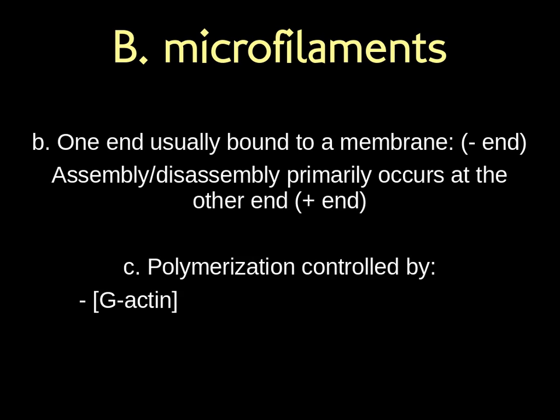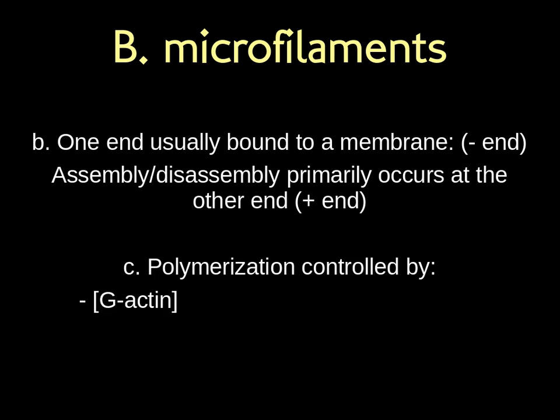And we can control polymerization by several different factors. The first one is kind of obvious. The concentration of G-actin that we have in the cell or in the local area is going to control polymerization. If you don't have G-actin to make your microfilament, you're not going to make a microfilament. And if you don't have very much, you can't make it very fast. So that's one of the basic controls that we have right there.